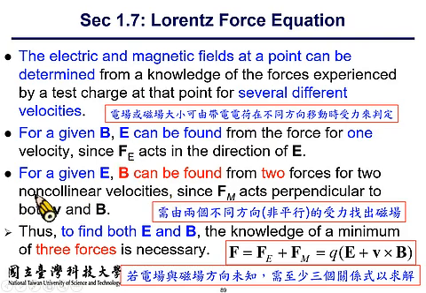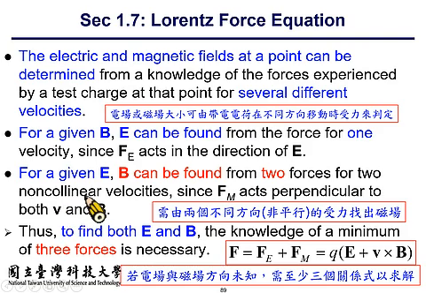On the other hand, for a given E, B can be found from two forces for two non-collinear velocities. What is non-collinear velocity? It means non-parallel directions. So to determine the background magnetic field, your test charge has to be injected from different directions, with different moving directions or speeds, before you can know it, because the magnetic force acts perpendicular to both V and B. So it cannot be determined with just one equation.